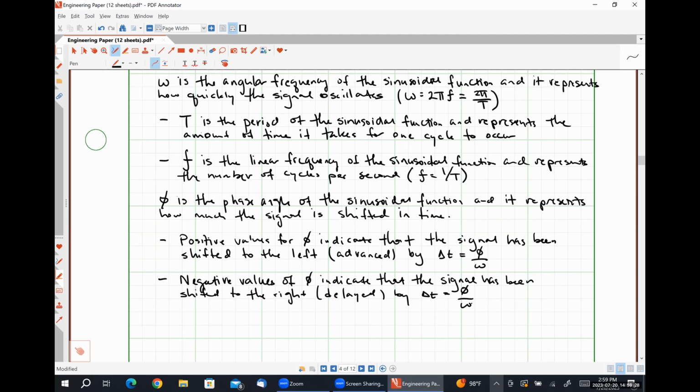Now, this left shifting for advancing and right shifting for delaying may seem counterintuitive. It all comes about by the way that we read a graph, okay? On the left-hand side of the graph, where t is negative, that indicates earlier points in time than t equal to 0. And on the right-hand side, where t is positive, that means later points in time. So it seems counterintuitive, but it does make sense if we understand how we experience time on a linear scale. Okay.